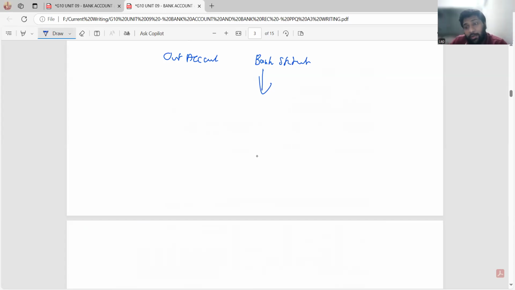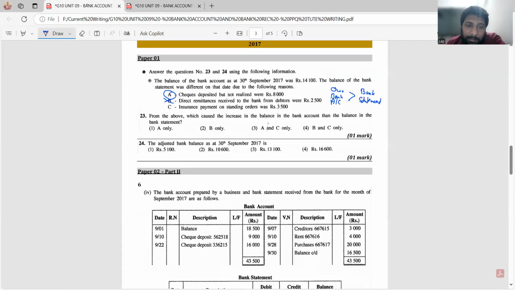The bank has made the payment, so they have reduced our balance in the bank statement. But in our accounts, my accountant has not yet reduced it. So my accountant's balance is more, and the bank statement balance is less. So our account balance is more. Then the correct answer is A and C. It's there in the third option.